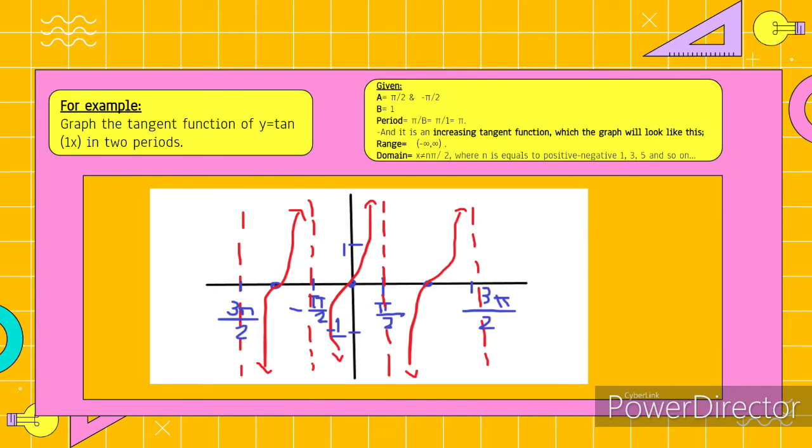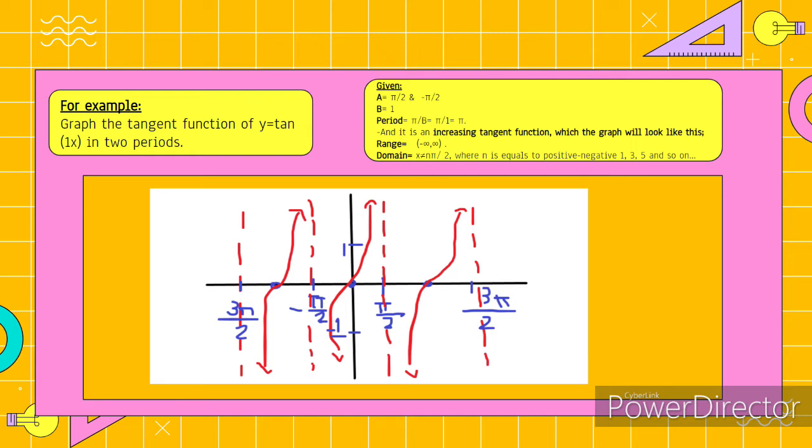For example, graph the tangent function y = tan(1x) in two periods. The given is a = π/2 and −π/2, and b = 1. The period is π/b = π/1 = π, and it is an increasing tangent function, which the graph will look like this.